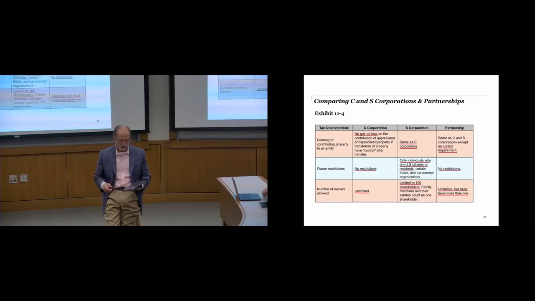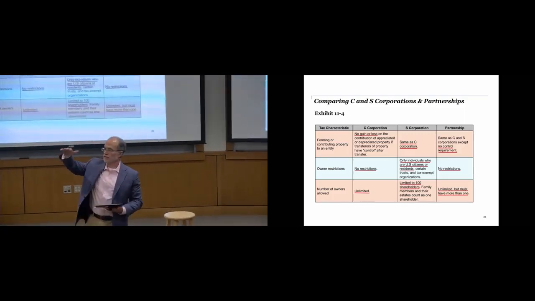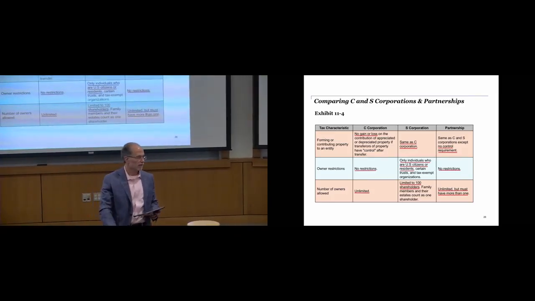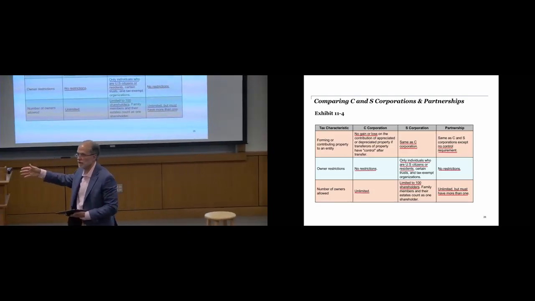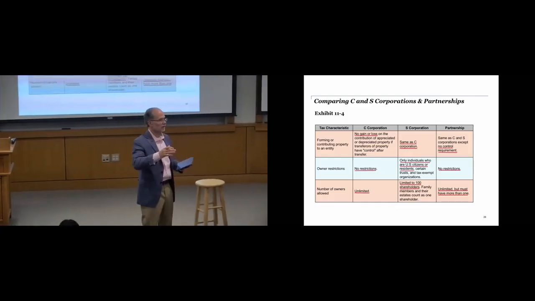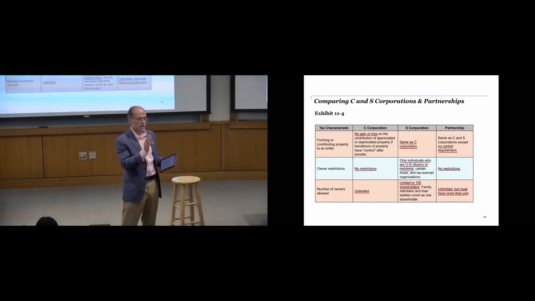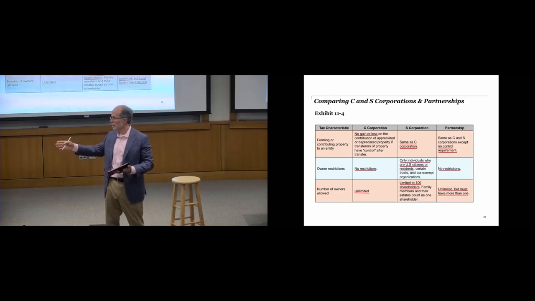Okay, this is a really nice chart. I'm going to work you through this. This is an exhibit from the textbook. But what it does is it goes through the different topics we covered down the left-hand side and compares that across C corporation, S corporation, and partnership columns. I just want to walk through this because one of the things to take away from this course is how different things happen in different business entity types.